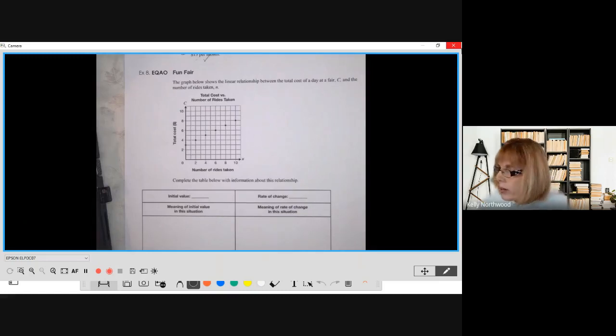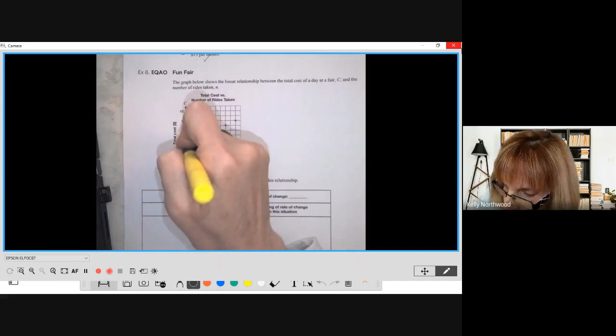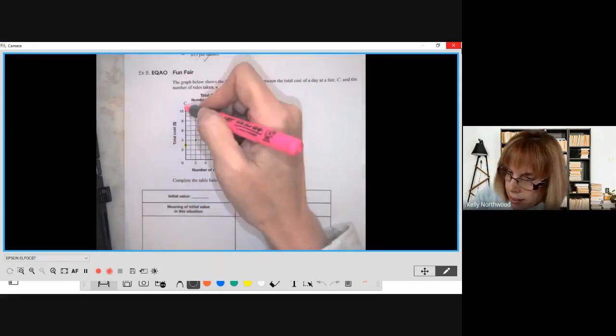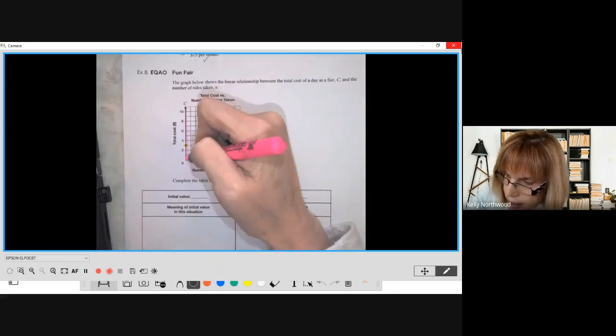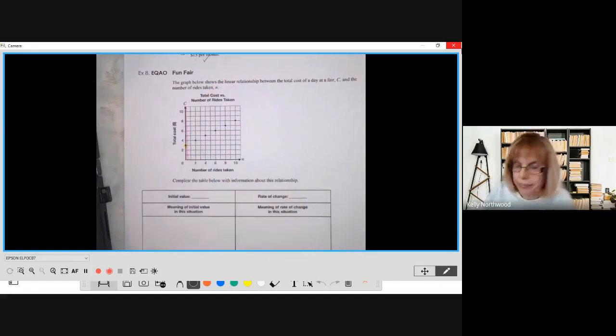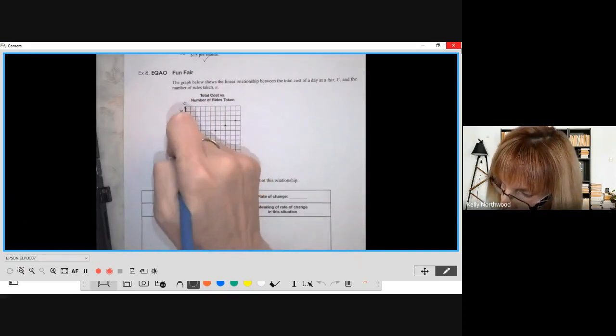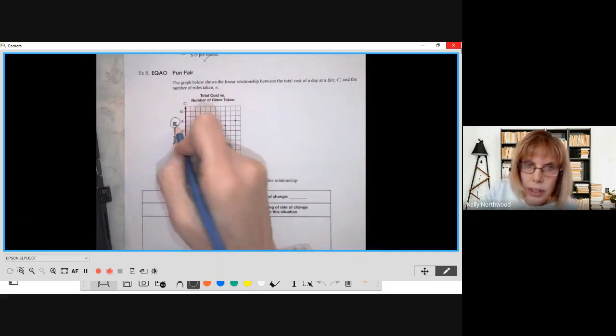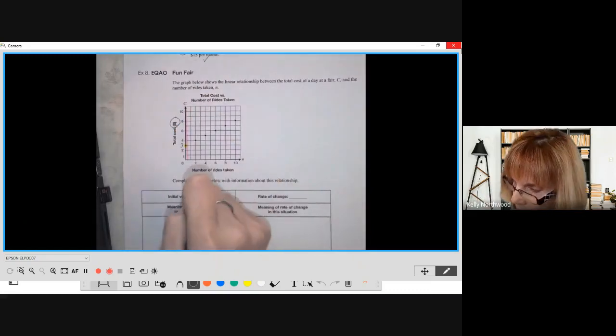So initial value, hopefully everybody is good with a graph now that you find the initial value right on the vertical axis. So here's my vertical axis. Here's the point. Figure out the scale. So that would be at $3. Look for the units. So my initial value is $3.